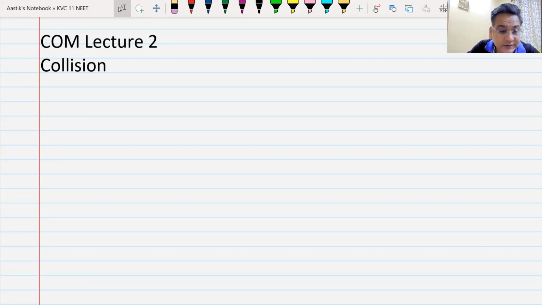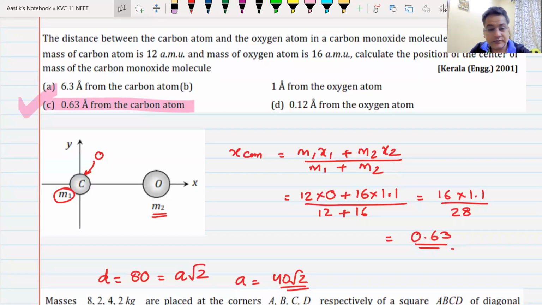Well, in the previous class, we had seen the concept of center of mass. Do we remember that concept, everyone? We had found out the location of the center of mass of various bodies. Do we remember this? We had found out how to locate the center of mass in cases. Here we had solved one problem.